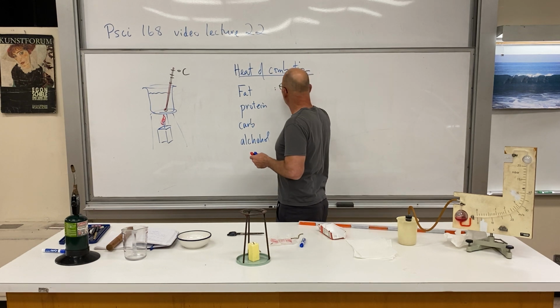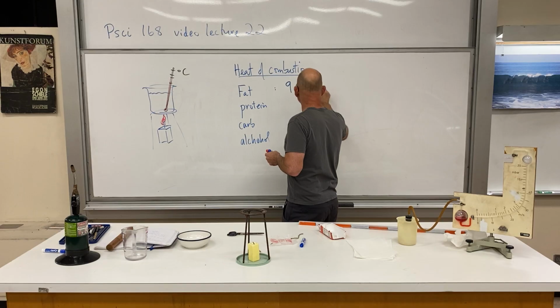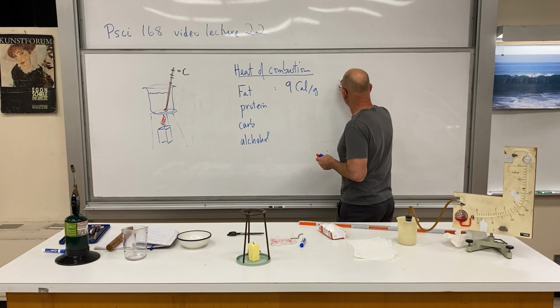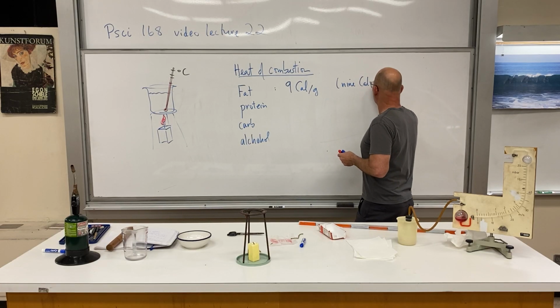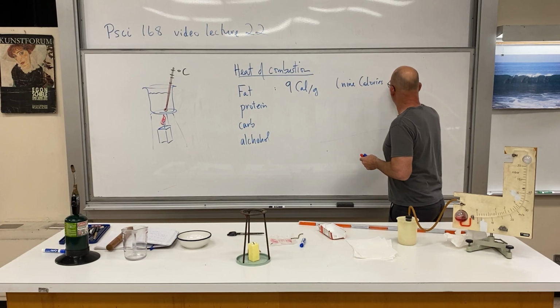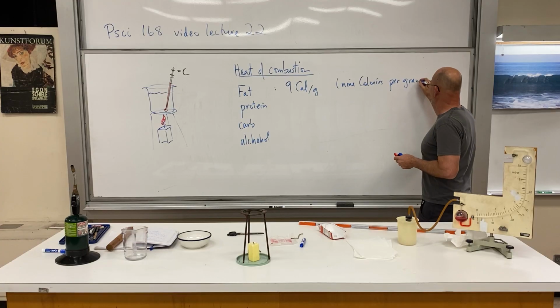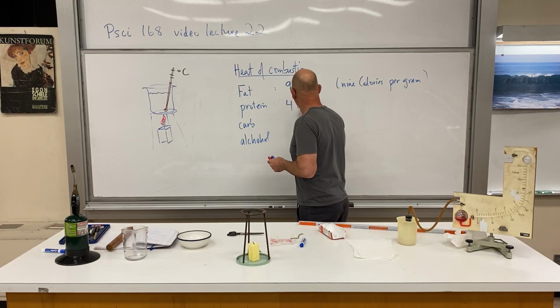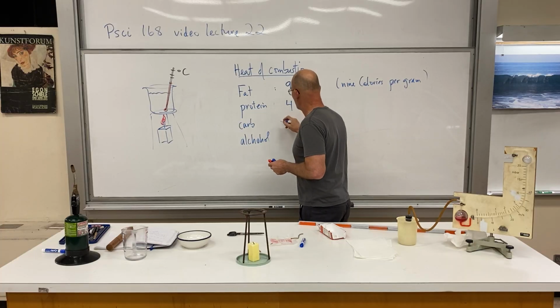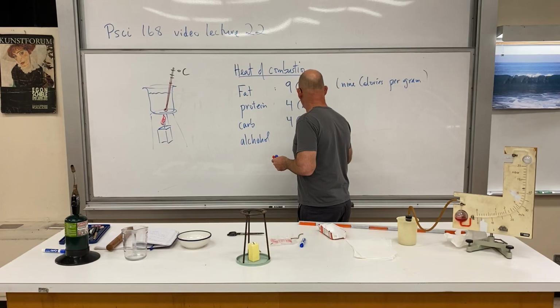So for fat, we have 9 calories per gram. Okay, put it in words: 9 calories per gram. And then for proteins, it's about 4. Carbohydrates, it's about 4. And alcohol, it's about 7.